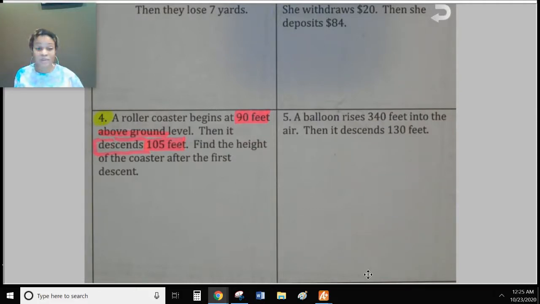So first of all, descend. Descend means to go down. Okay, we're talking about a roller coaster. So it was up and then it comes down. Descend means to go down. Ascend means to go up. Ascend starts with A, go up. Descend goes down. So remember, with integers, vocabulary is very important.